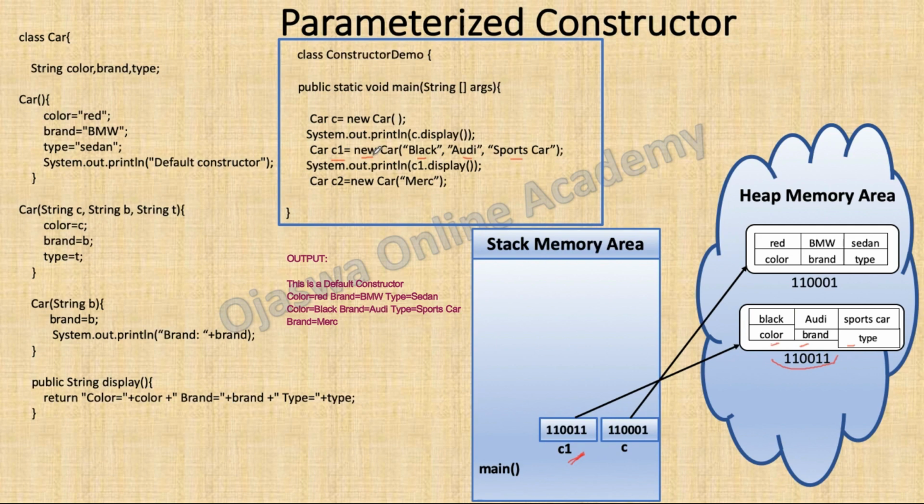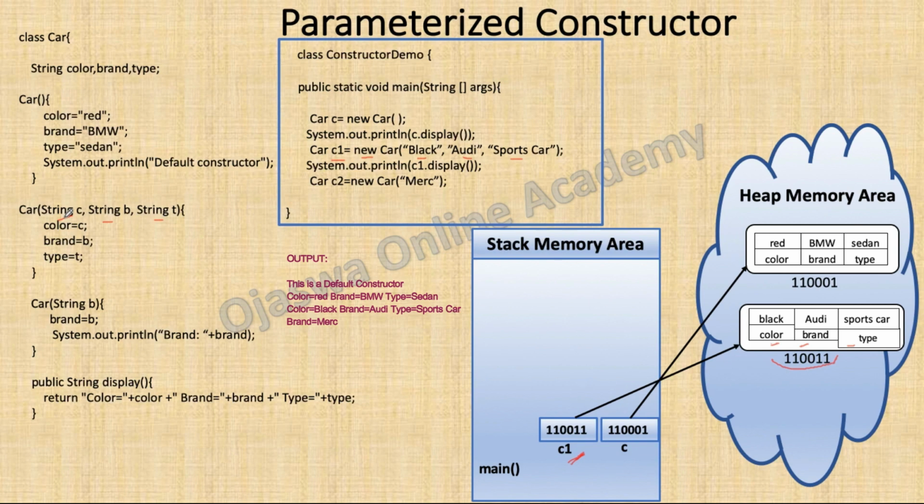Now which constructor? How will the interpreter understand which parameterized constructor it should call? The interpreter checks the number of arguments passed and the sequence of the data types. Here we are passing 3 arguments and all 3 arguments are of data type String. So the interpreter will check whether there is any constructor in your class which has 3 parameters and all 3 parameters are of type String. If it finds a match, the call to the constructor is given.